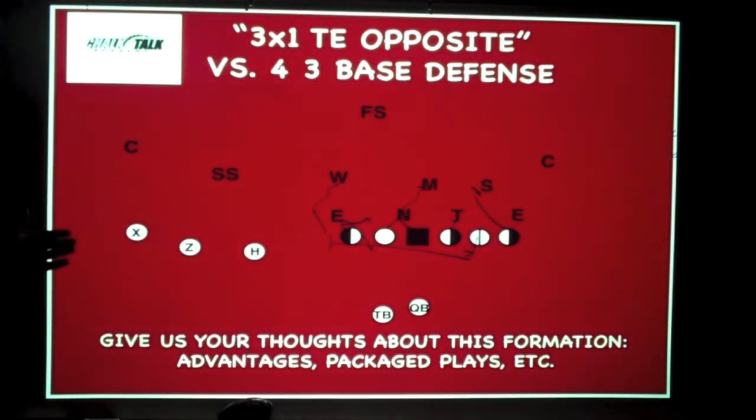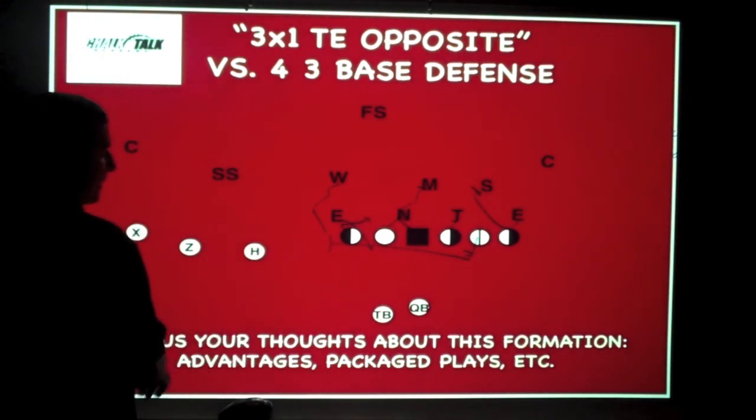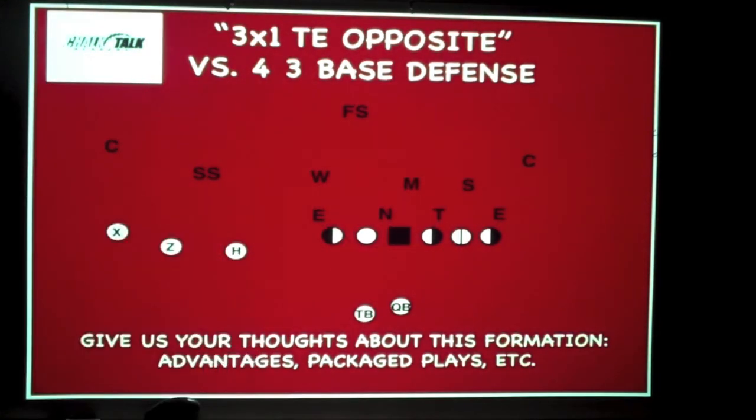So we've talked about this formation, packaging the inside zone and the bubble. Another nice run play that we have on a one back versus this front that we really like would be running the tackle wrap. Another play, 3-by-1 tight end opposite, running the speed option.